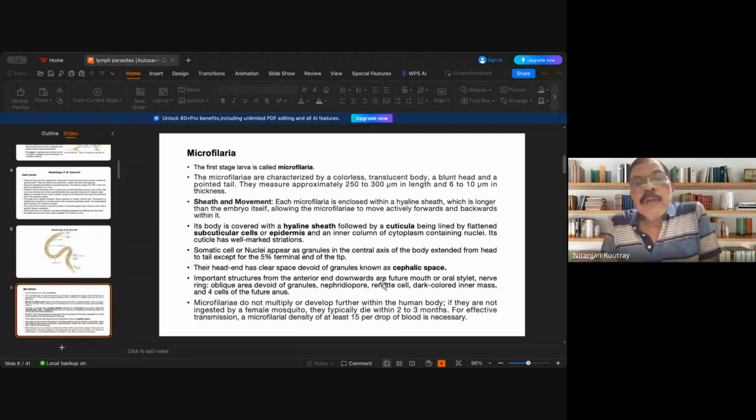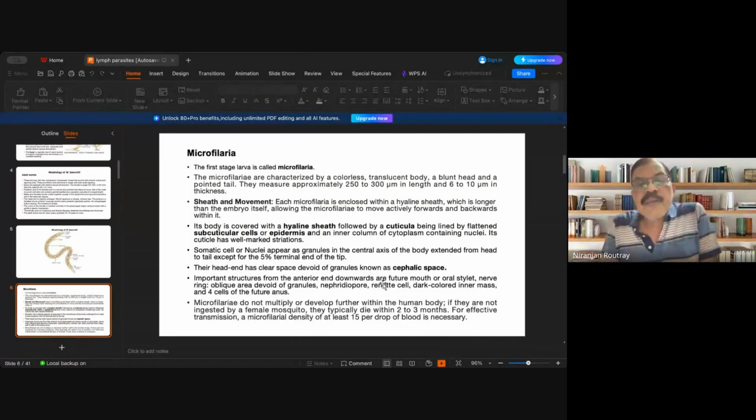So this hyaline sheath is followed by a cuticula, lined by flattened subcuticular cells or epidermis, and an inner column. These are the different structures of the microfilaria. You have somatic cell nuclei. They appear as granules in the central axis of the body, extended from head to tail.